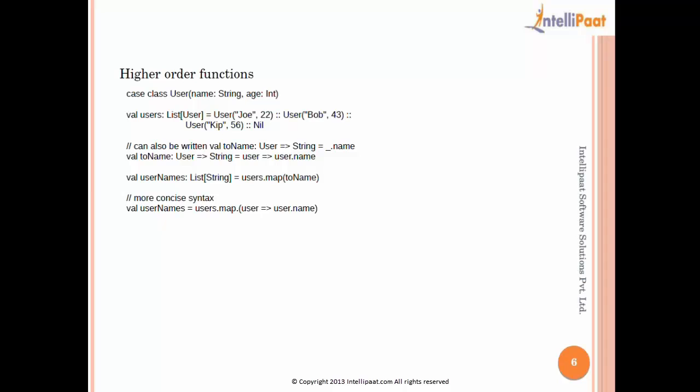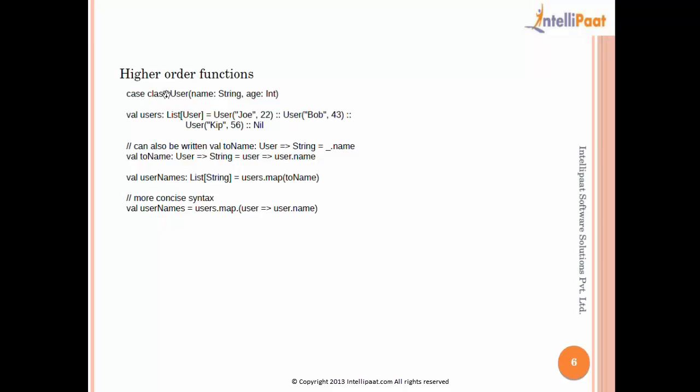So in this case, there is a function I've declared here as toName. It takes a user type and then it returns a string. So what it does is it takes a user variable and then it returns the user's name.